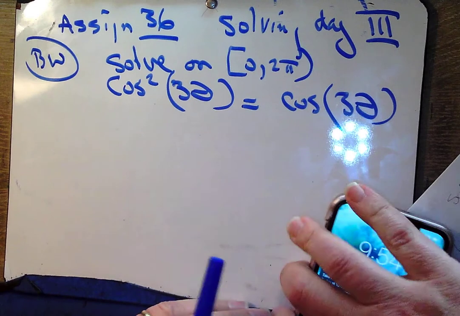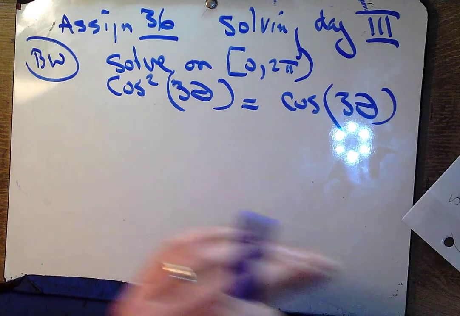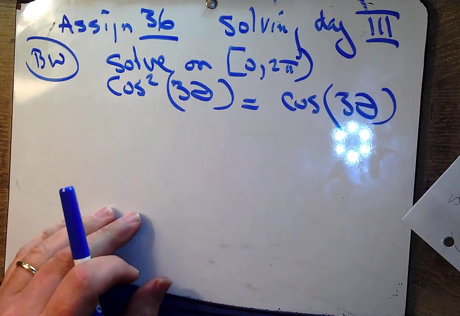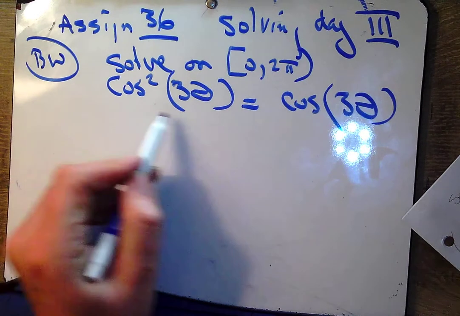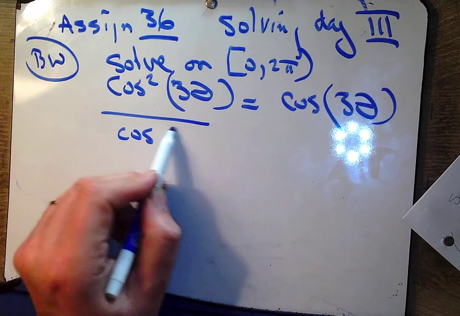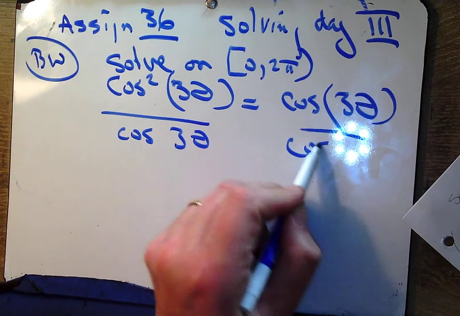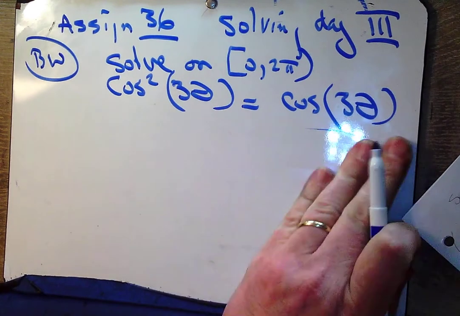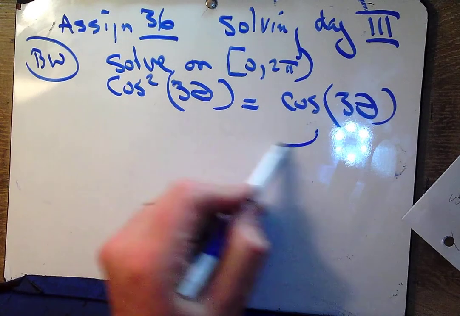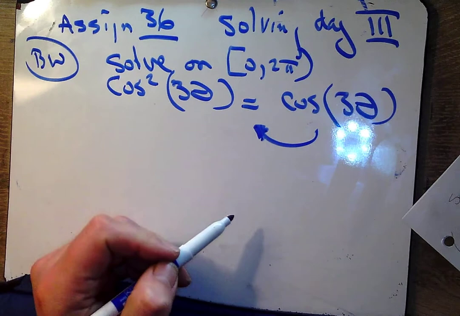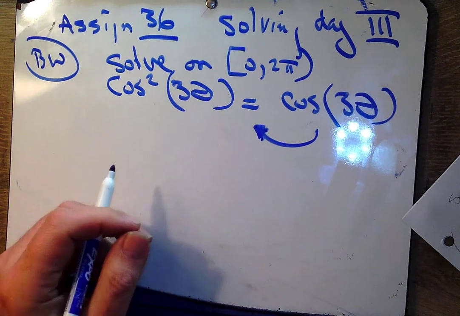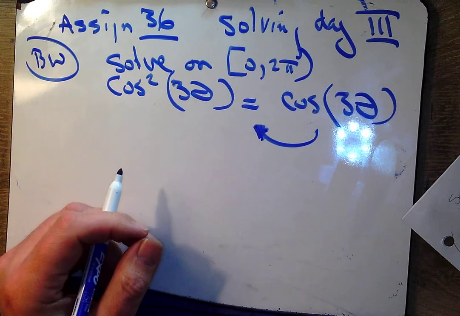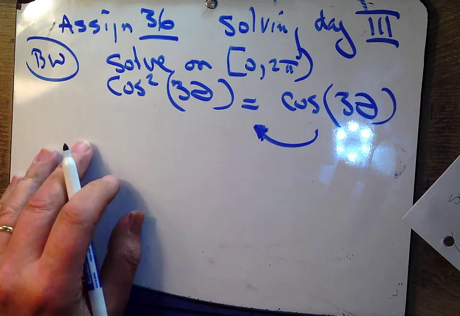Okay, welcome back. What I don't want to see is you dividing both sides by cosine 3 theta. Please don't do that. Instead, I really want you moving this over. When you divide by a trig function, there's a good chance you're throwing solutions away. So try not to do that.